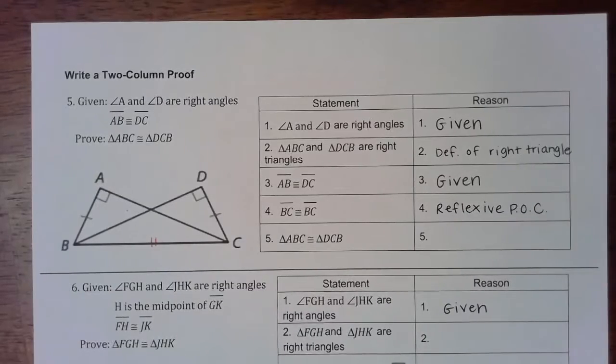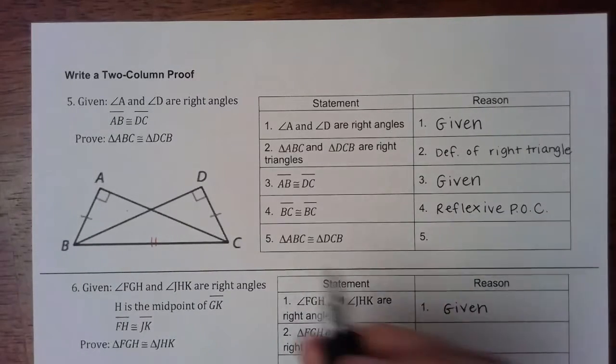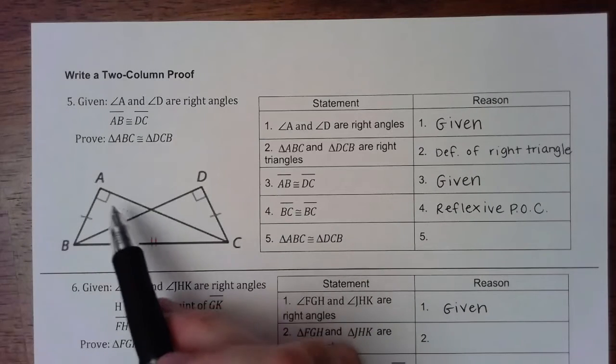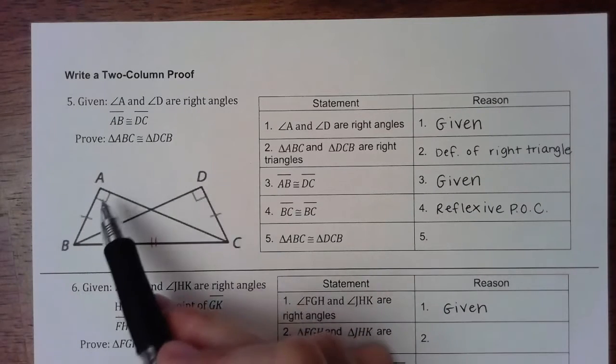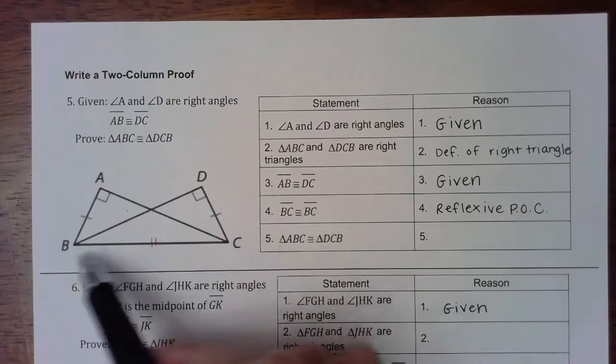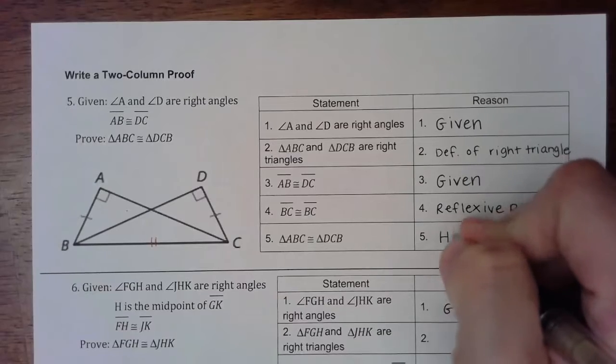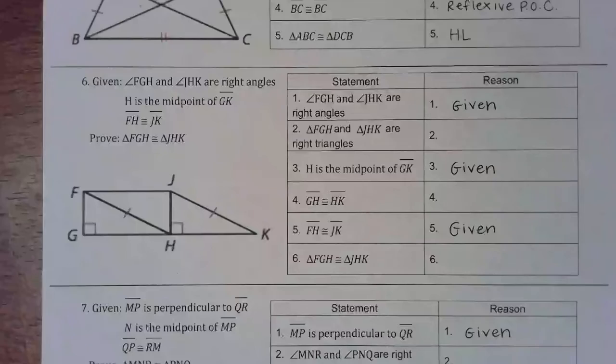And then because we have enough now to prove that triangle ABC is congruent to triangle DCB, we know that they're both right triangles. We know that this leg is congruent to this leg, and then we know that the hypotenuse is congruent to the hypotenuse. And so the reason for this one will be HL.